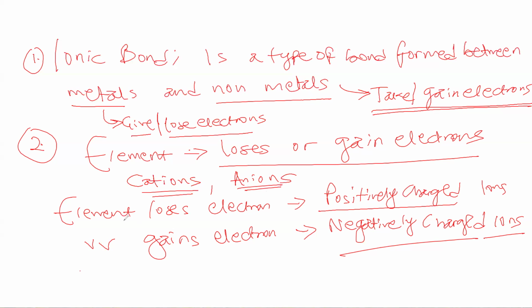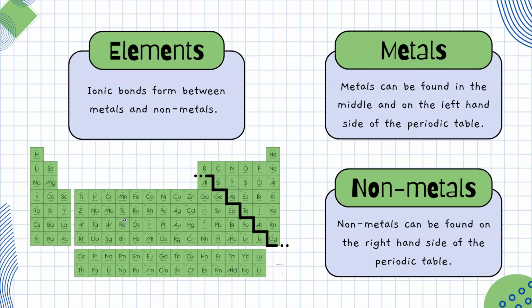So that brings us back to our definition that we were talking about from the beginning. Ionic bonds form between metals and non-metals. Can you see the first statement?